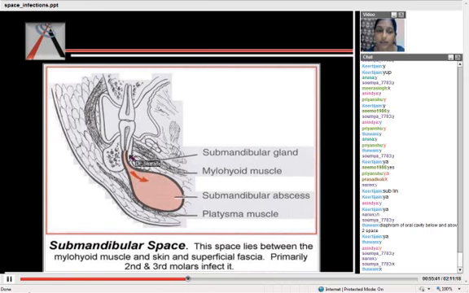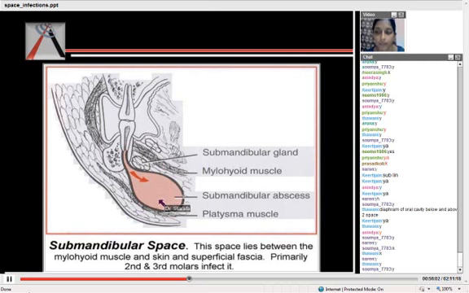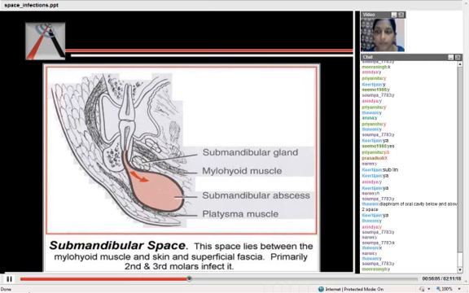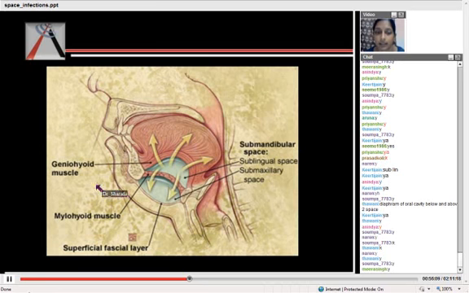So can you see the submandibular gland, the mylohyoid muscle, the tooth, and the infection going right below. And here is your platysma muscle. So if you look at it, it's sandwiched between the platysma here and this mylohyoid here. Right? You can understand it now? Okay. So move on to the next slide. This is the same thing again. How can it spread? Geniohyoid muscle, this is the mylohyoid. So this is going to be a sublingual, this is going to be a submandibular.